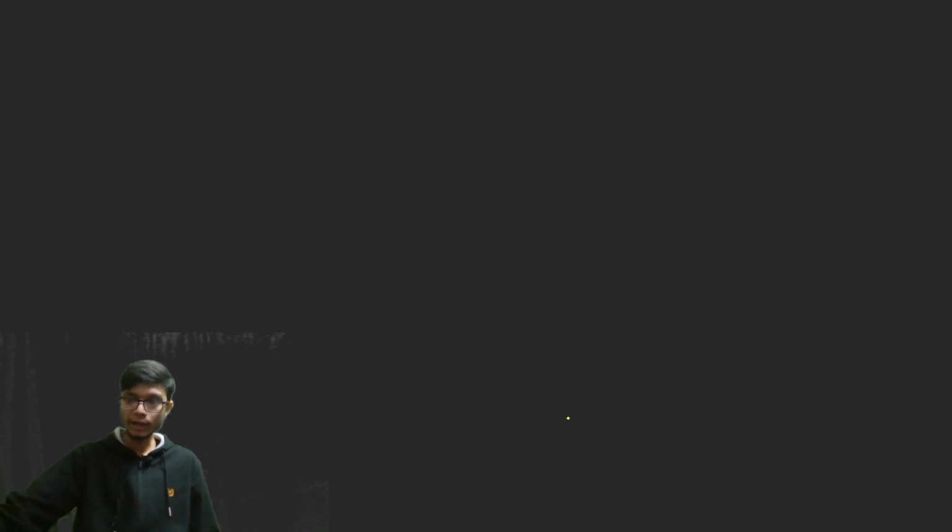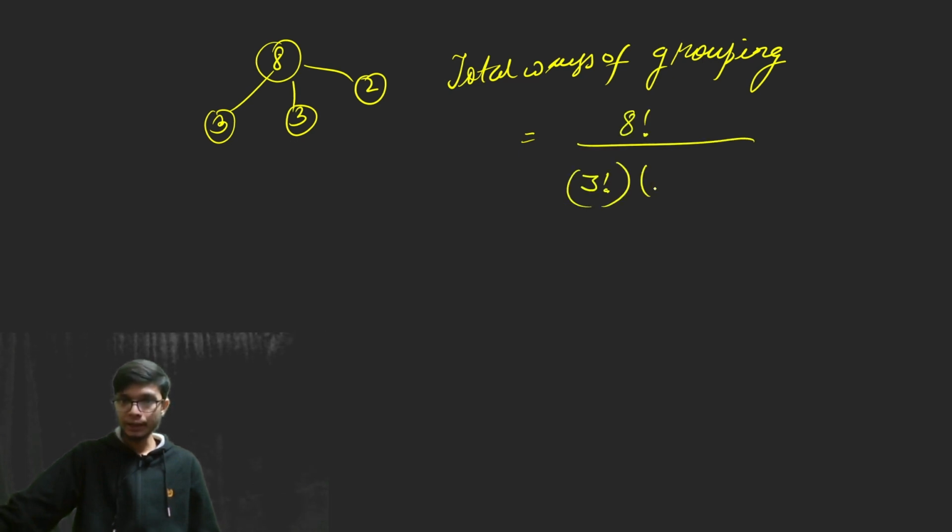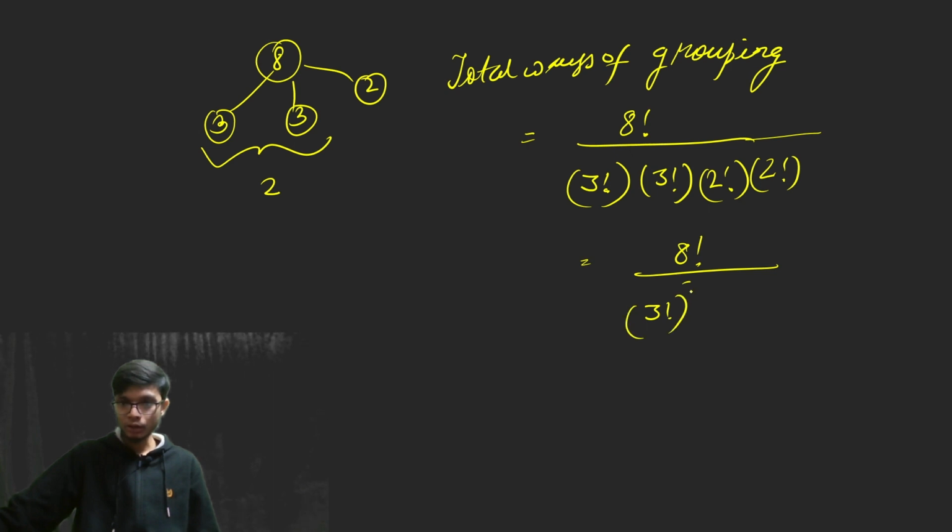From here, if you look at this grouping of 8 people into groups of 3, 3 and 2, you will get the total ways of grouping. The total ways of grouping will basically be 8 factorial divided by 3 factorial times 3 factorial, and since 3 is present 2 times, we again multiply by 2 factorial, and 2 factorial. So the answer will be 8 factorial by 3 factorial whole square divided by 2 factorial whole square.